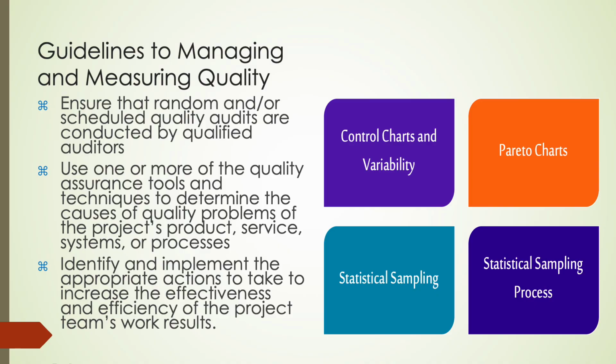Statistical sampling is another useful method where we inspect a subset of deliverables rather than checking everything, saving time and resources. Following a statistical sampling process ensures that the samples are truly representative, making our quality control efforts efficient and reliable.